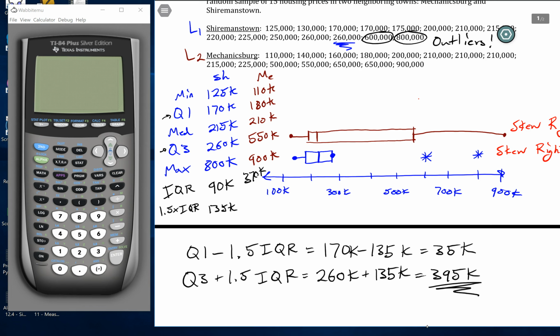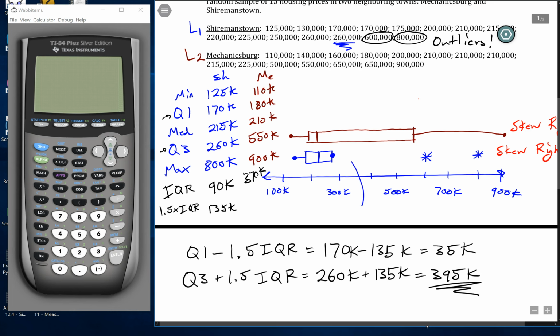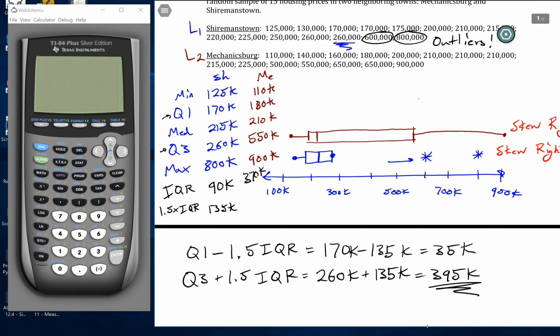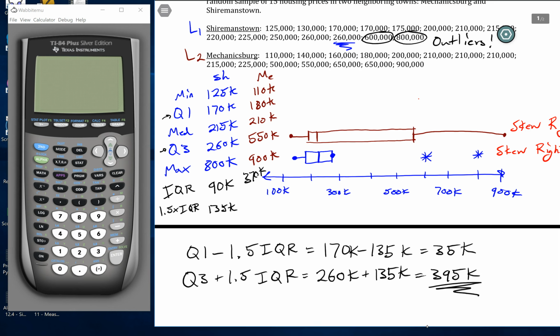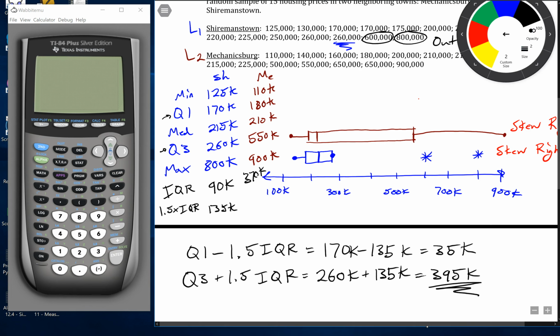Now, this new box and whisker plot is extremely useful for us because what does it show us? It shows us that most of the data is clumped right here, but then there are just these two crazy rich people up here. So it gives us an even better idea of what the shape is and shows us directly what the outliers are. Now let's do the exact same thing for the Mechanicsburg data and then we'll be done.